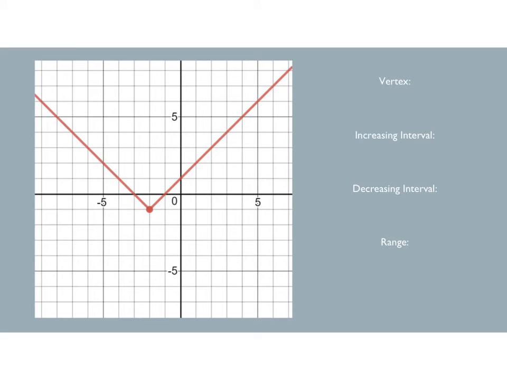So when we're looking at the vertex, it is either the lowest or the highest point, depending on if the graph has been reflected or not. So in this case, the vertex is the lowest point, and it's right here. So my vertex is at -2, -1. Make that thinner so I don't write so big.